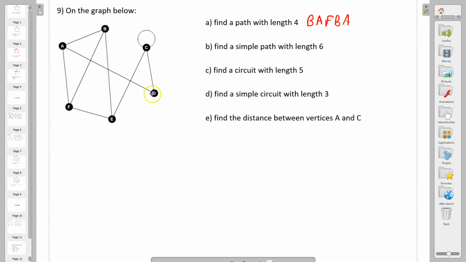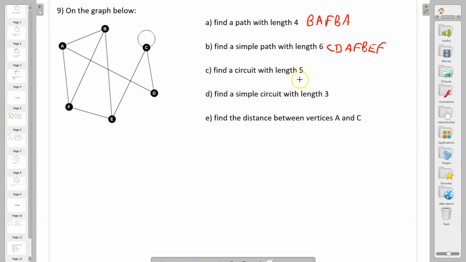Now we're asked to find a simple path with length 6. I'll start this time at C, C to D, D to A, A to F, F to B, B to E. I've got 1, 2, 3, 4, 5. One more makes 6. So our simple path is C, D, A, F, B, E, F.